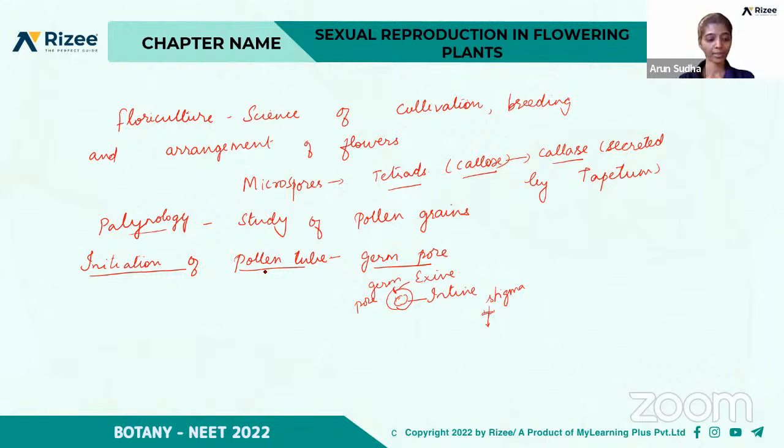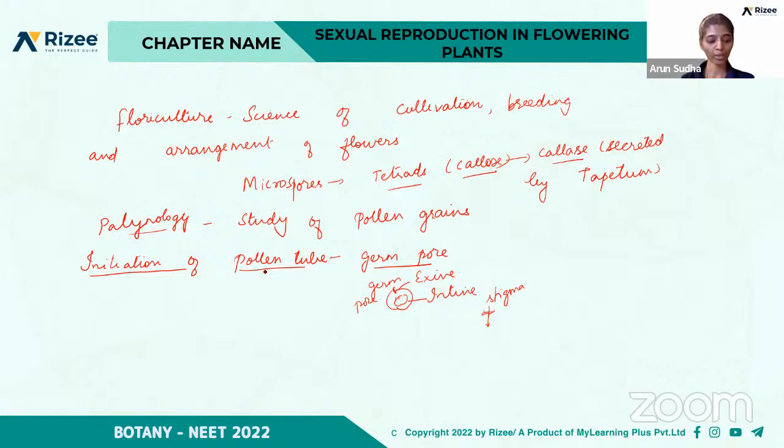The next question is: one of the most resistant biological materials present in the exine of pollen grain is pentocellulose, sporopollenin, suberin, or cellulose. Yeah, B, sporopollenin.